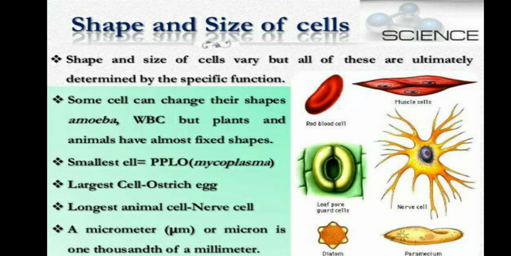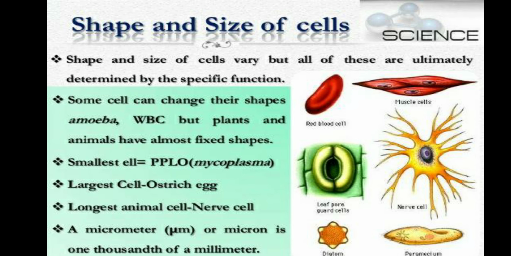A cell can be elongated like tracheids. A cell can be round or oval like mesophyll cells present in plants. So there are different shapes of cells depending on the specific functions of the cell. Now the size of an organism depends on the number of cells. I repeat, the size of an organism depends on the number of cells. Elephant is bigger than us because elephant has more number of cells compared to us.